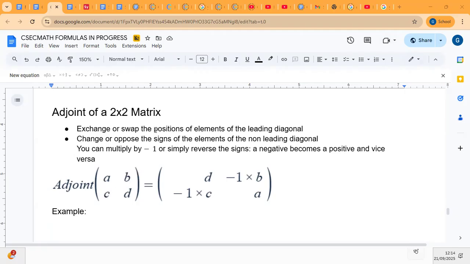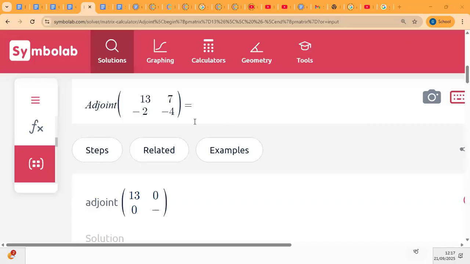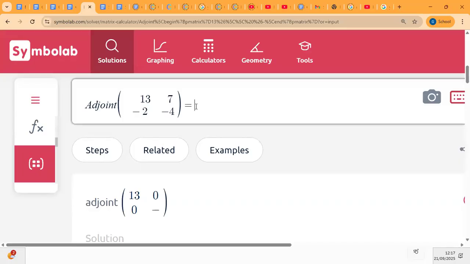So let's demonstrate using an example. So here we have an example, and as you can see, the leading diagonal is comprised of 13 and -4. So they have to swap positions, and the non-leading is -2 and 7. So they remain in the same position, but the signs have to change.